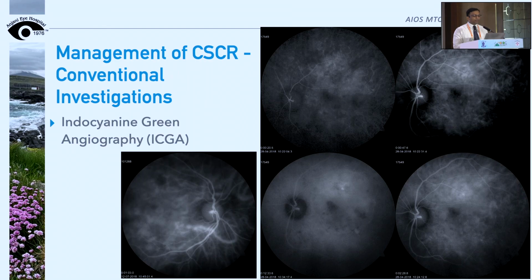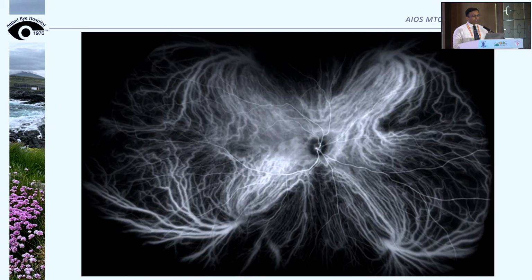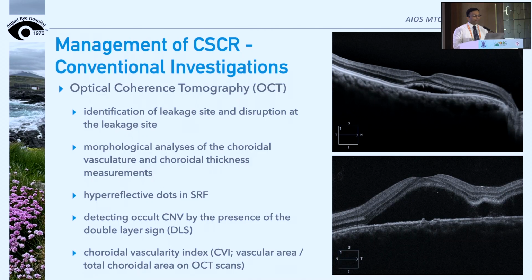The other one which we have recently come across is the indocyanine green angiography, which shows hotspots and also shows the vasculature of the choroid. And nowadays it is going more towards CSCR being called a choroidal disease, and we can see on ultra wide field ICG the watershed zones of the choroidal vasculature changing and going across the horizontal midline.